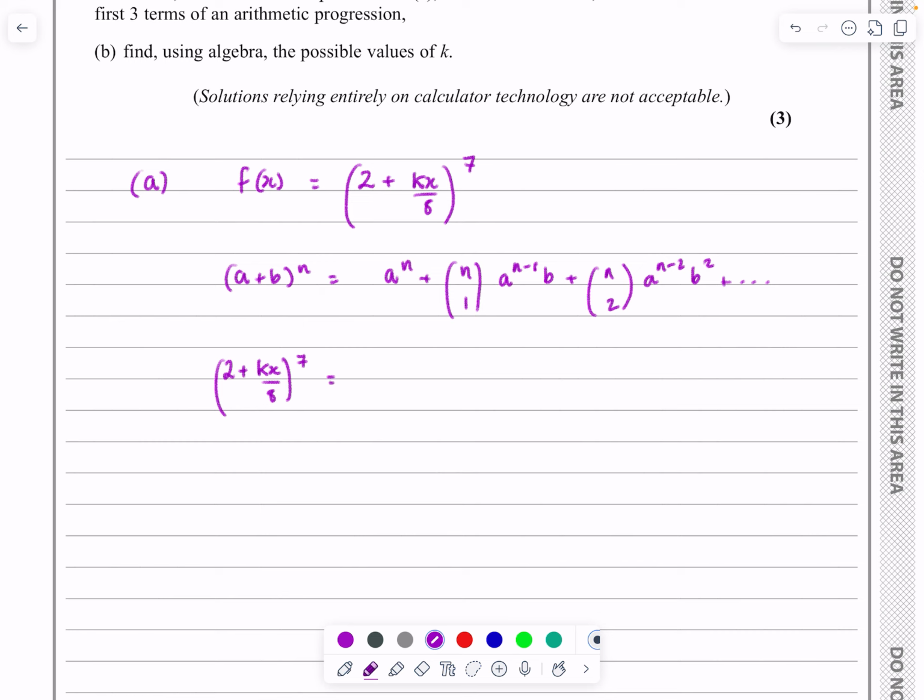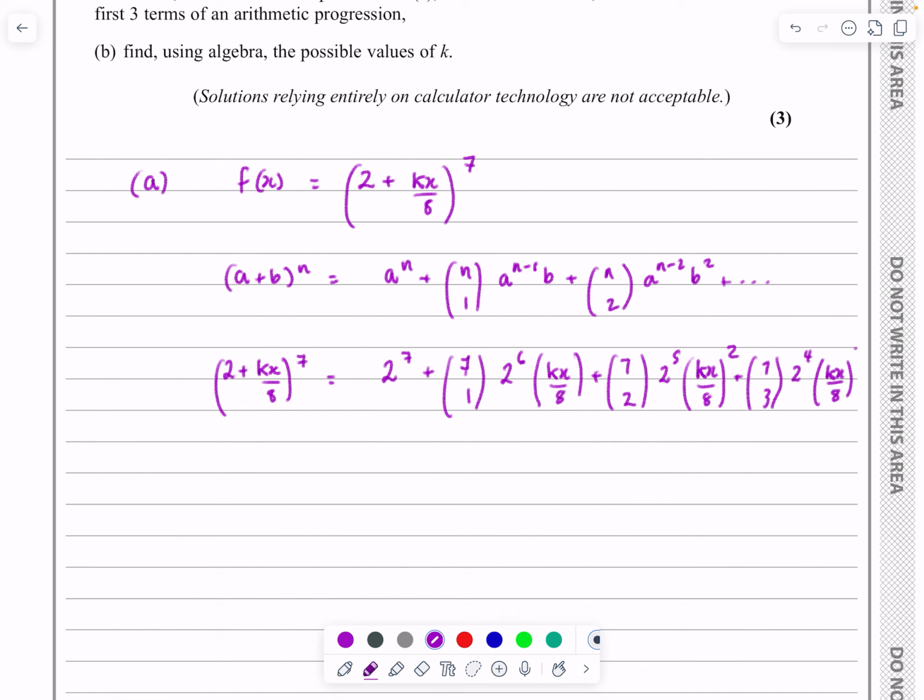But we're going to do that then with (2 + kx/8) all to the power of 7. So it becomes 2 to the power of 7, 7C1, so it's 2 to the power of 6, and just be careful with this, kx over 8, then it's 7C2, it's going to be 2 to the 5, so it's going to be kx over 8 squared, and how far have we got to go? We've got to go to a 4th term, 7C3, 2 to the 4, kx over 8 cubed.